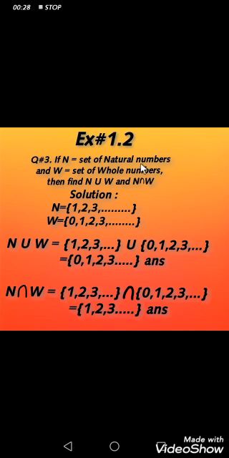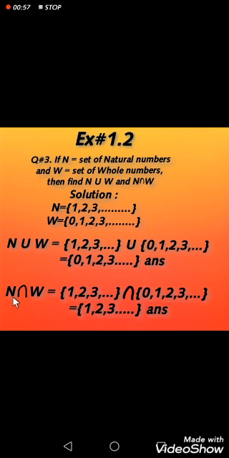So N equals the set of natural numbers, so natural numbers are 1, 2, 3 and so on. W equals the set of whole numbers, so whole numbers are 0, 1, 2, 3 and so on. Now the union of these two sets, N union W: first we will write the elements of N, then write the elements of W. So unite them, and their union is 0, 1, 2, 3 and so on.